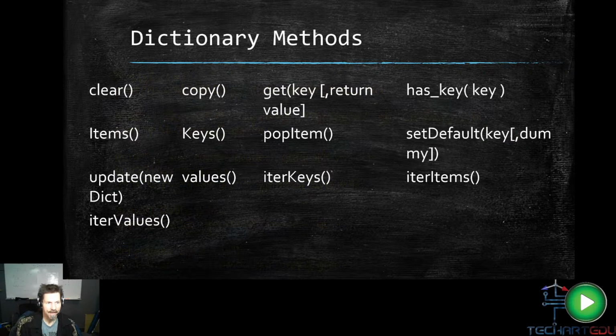Ah, there they are. Clear, copy, get, has key, items, keys. Now, the big thing to do here is where it's got keys and it has values. Okay, the keys actually returns all of the keys used, and the items are its values. Okay, pop item removes it from the top, and update changes things up. This one iterates through the keys, and one iterates through its values and items.